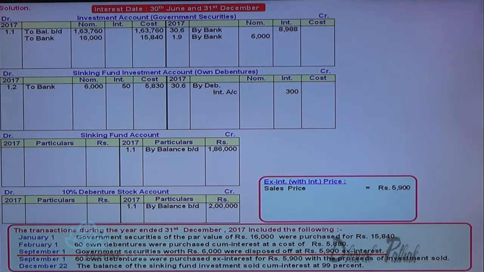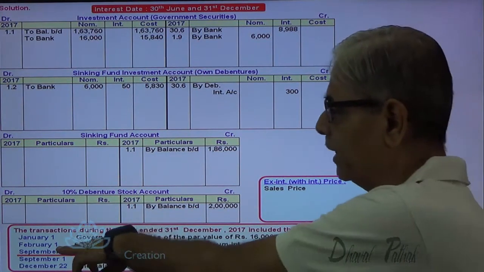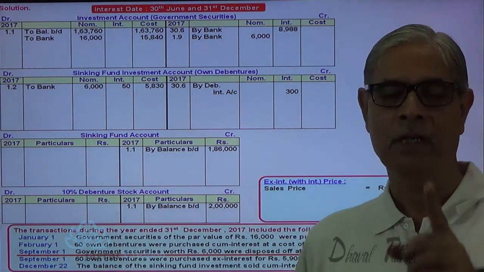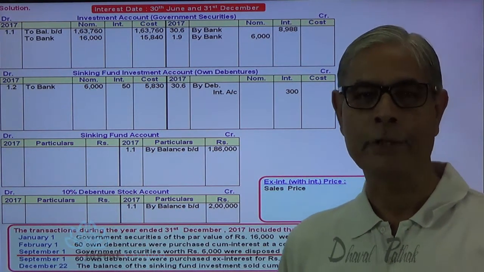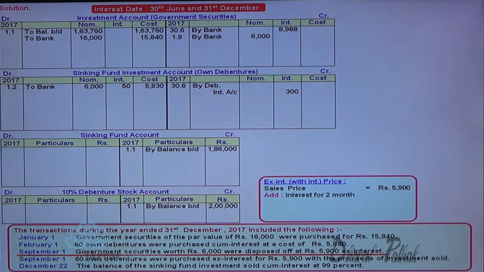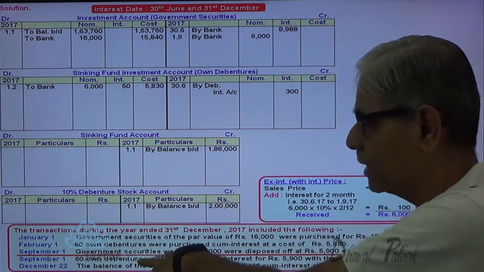When you sell, you earn interest. You are going to earn interest up to 1st of September. Last date of interest was 30th June. So July and August, 2 months interest will be calculated. So 6,000 into 10%, 2 months interest 100. So amount received is 6,000. And this amount received is invested in the purchase of own debenture.